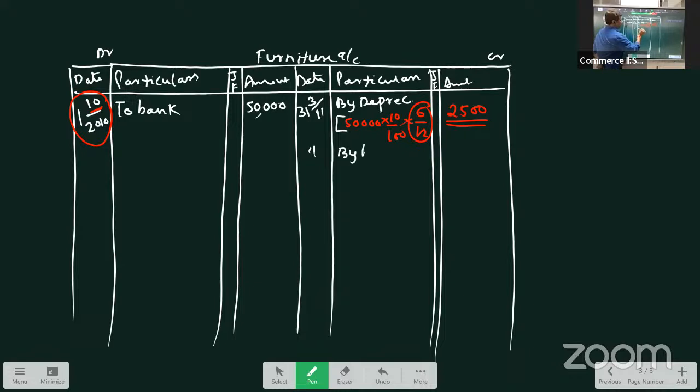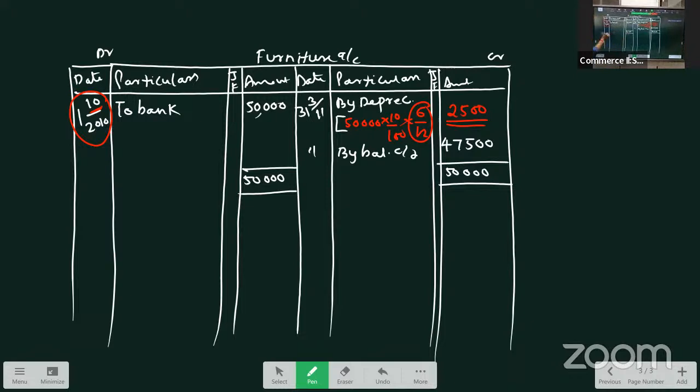So by balance carried down, how much would it be? 50,000 on the debit side, same 50,000 on the credit side. 50,000 minus 2,500, it is 47,500. This is the written down value. So I'll take the same value on the opening date of the next year, that is 2011. I'll take to balance brought down 47,500. Okay.